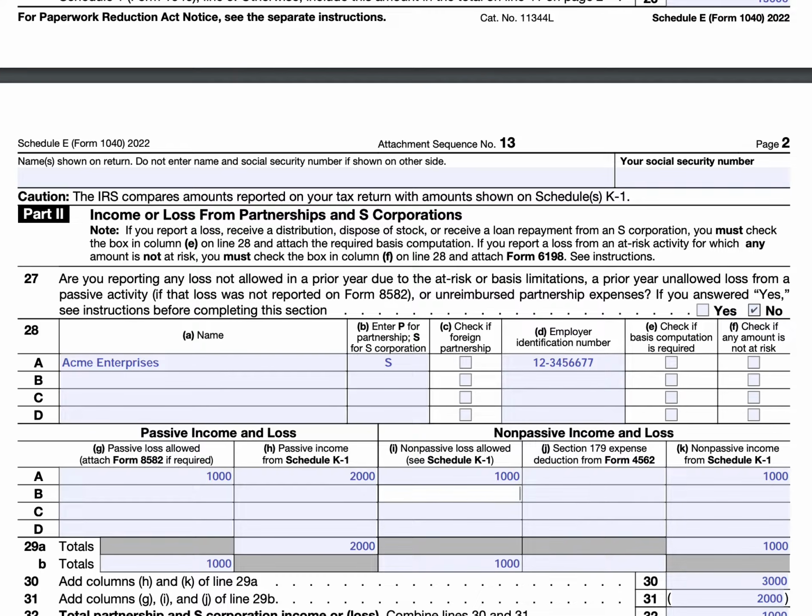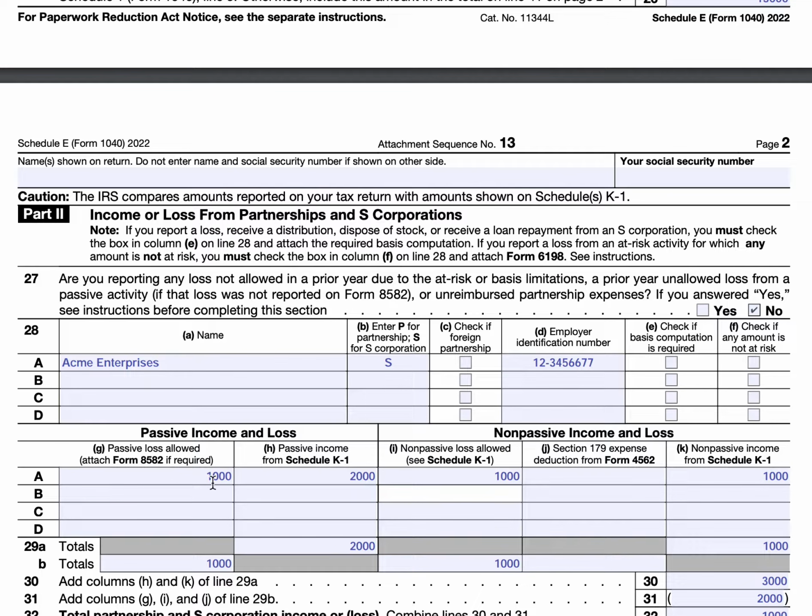Assuming that none of those apply to you, then we'll give guidance on how to complete line 8. It's pretty simple. In this case, John's a shareholder. He's an S Corporation shareholder in Acme Enterprises. He would check here if this was a foreign partnership, which it is not. The employer identification number goes in column D. You would check E only if basis computation is required, and you would only check column F if there's an amount of your investment that is not considered to be at risk. In this case, neither of those apply.